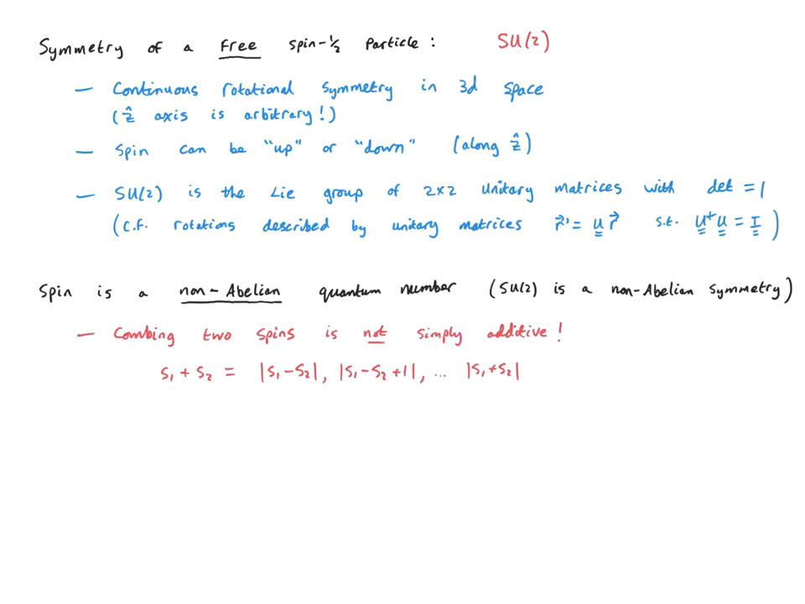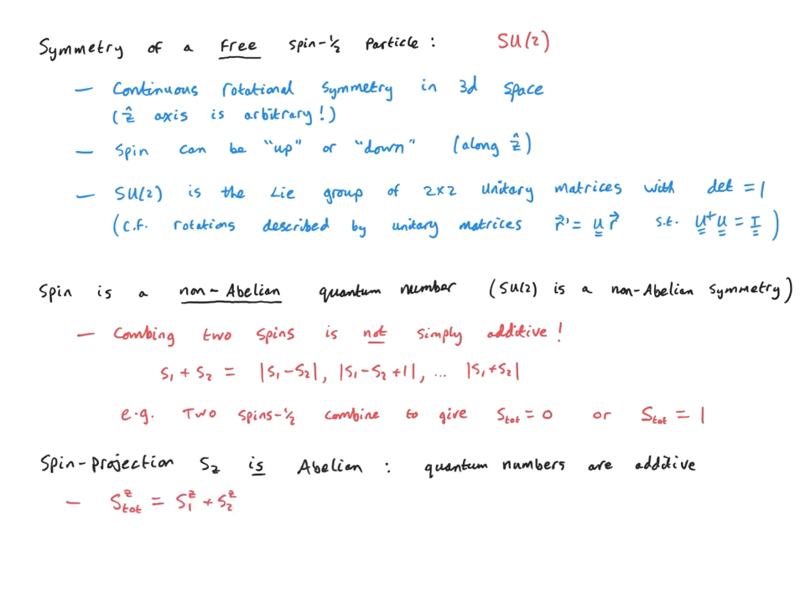Because SU2 is a non-abelian symmetry, this means that the spin is a non-abelian quantum number. That means that when we combine two spins, it is not simply additive. As you know, when you add S1 and S2 for arbitrary spins S1 and S2, we have the familiar Clebsch-Gordan series. We have different possibilities for the resulting spin of the combined system that range from the absolute value of S1 minus S2 all the way up in integer steps to the absolute value of S1 plus S2. For example, if we have two spin half particles, the combined spin can be either spin 0 or spin 1.